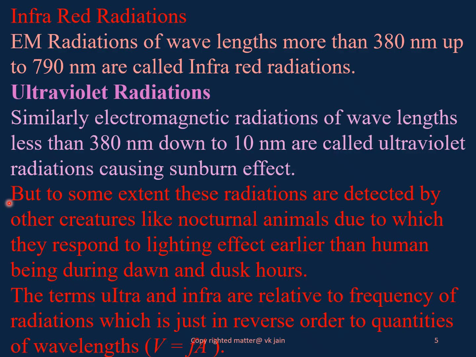To some extent these radiations are detected by other creatures like nocturnal animals, due to which they respond to lighting effect earlier than human beings during dawn and dusk hours. The terms ultra and infra are relative to frequency of radiation, which is just in reverse order of quantity of wavelength. The equation is V equal to F into λ.